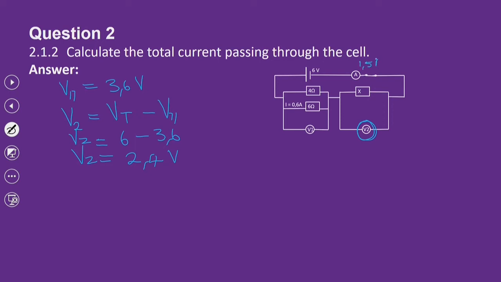1,5 ampere. We know what that total current is. We can go and determine what is the resistance at X. So resistance is equal to V over I. We are specifically looking at resistor X, and we just determined that the voltage there is 2,4, and we know that the current is 1,5. So that gives us an answer of 1,6, and that is ohm.